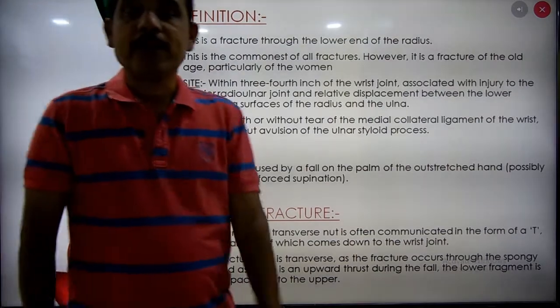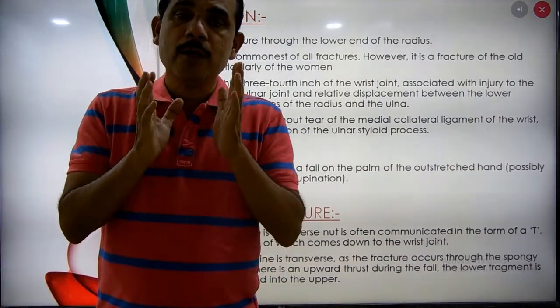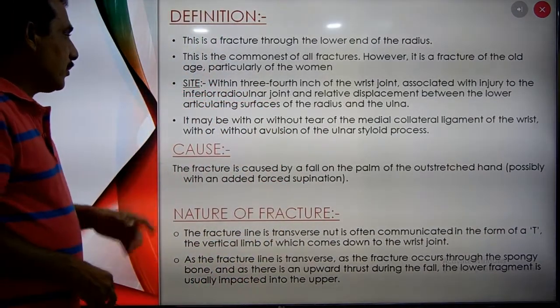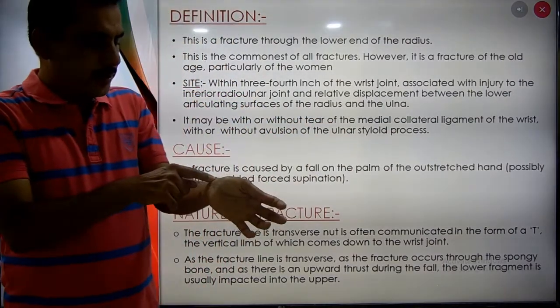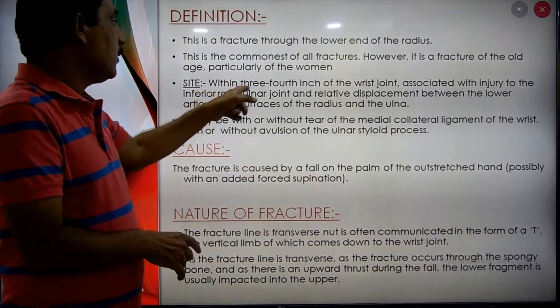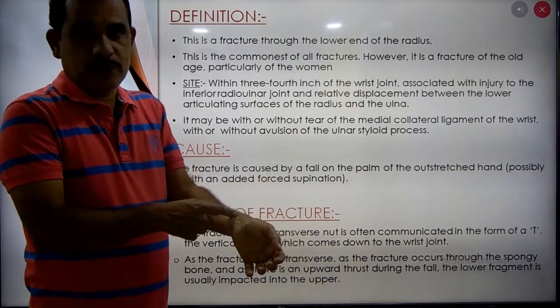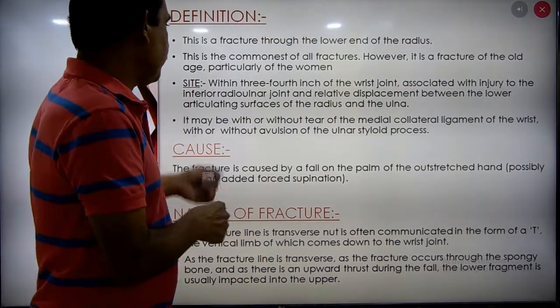It particularly occurs in old age. Its incidence is in old age, isn't it? The site of the fracture is at the lower end of the radius, about within 3/4 inch of the wrist joint. It means 3/4 inch or 2 centimeters above the wrist joint.